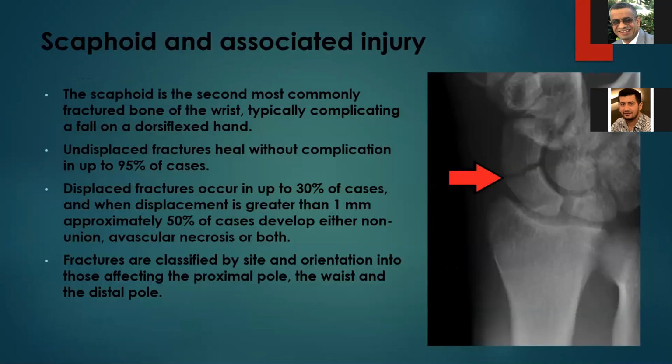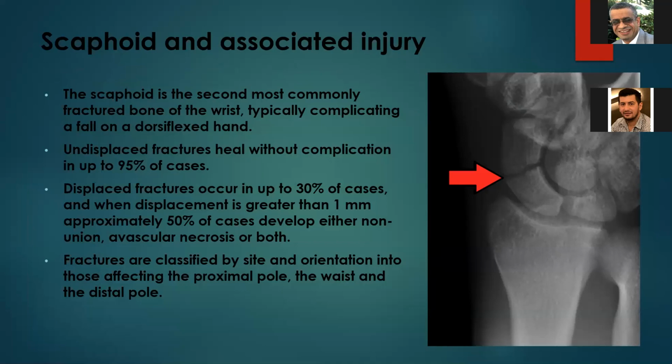Scaphoid and associated injuries. The scaphoid is the second most commonly fractured bone of the wrist, typically complicating a fall on a dorsiflexed hand. Undisplaced fractures heal without complication in up to 95% of cases. Displaced fractures occur in up to 30% of cases, and when displacement is greater than 1 millimeter, approximately 50% of cases develop either non-union or avascular necrosis or both.